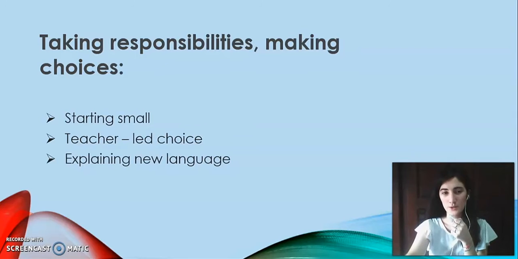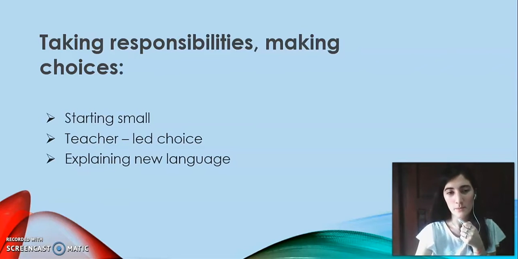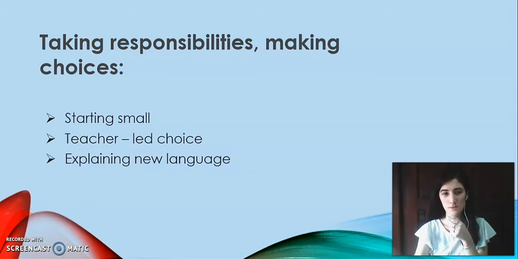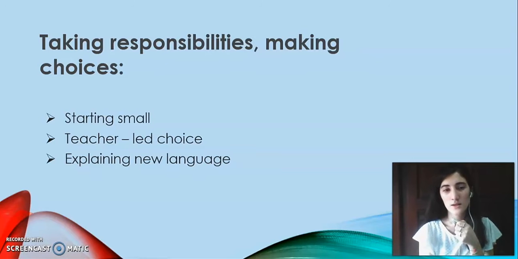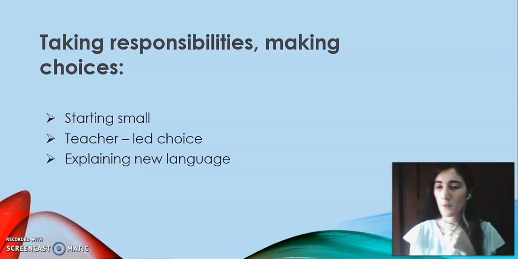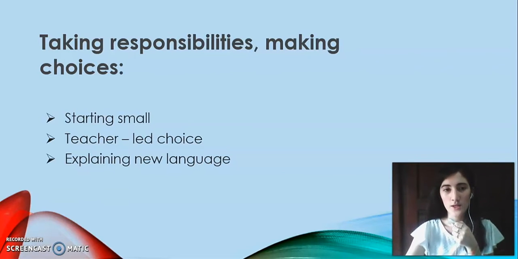Then we have explaining new language. We have seen plenty of different ways for explaining new language this year. Images, flashcards, gestures, realia. We should use them. We should make vocabulary meaningful for students so they can learn it better. Try to avoid providing first language explanation or first language equivalent.